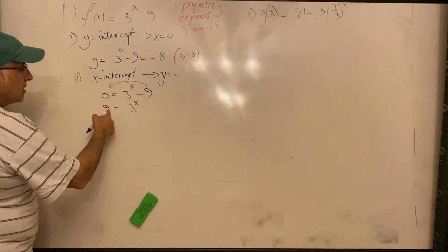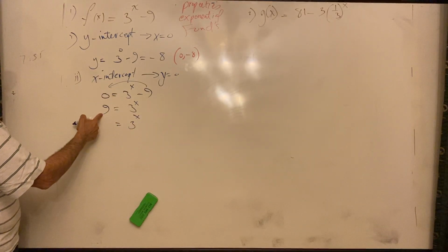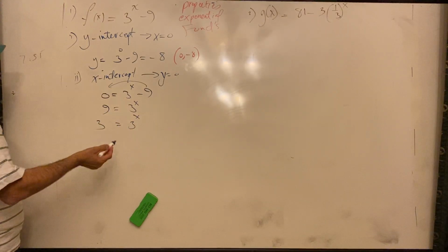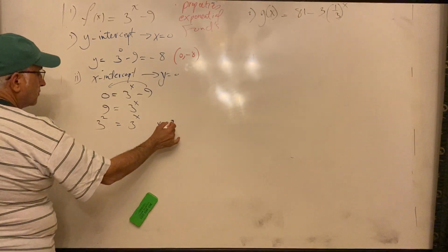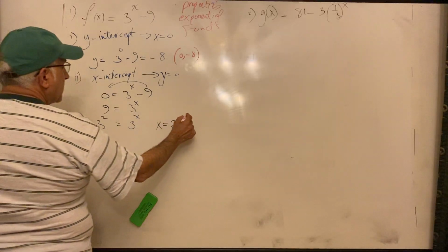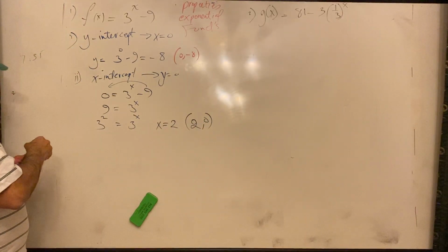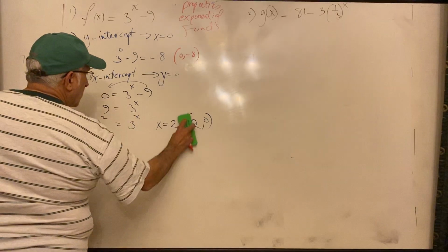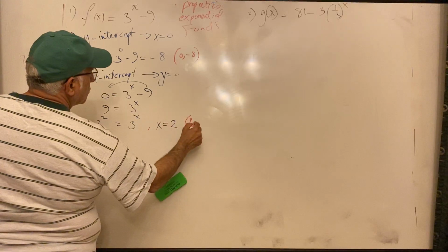Now you can see the base is 3 here. What is the key here? Make it the same base. 9 is 3 to what power? Try your calculator. It's 3 squared, so x equals 2. So the coordinates in this case are (2, 0). That is called the x-intercept.